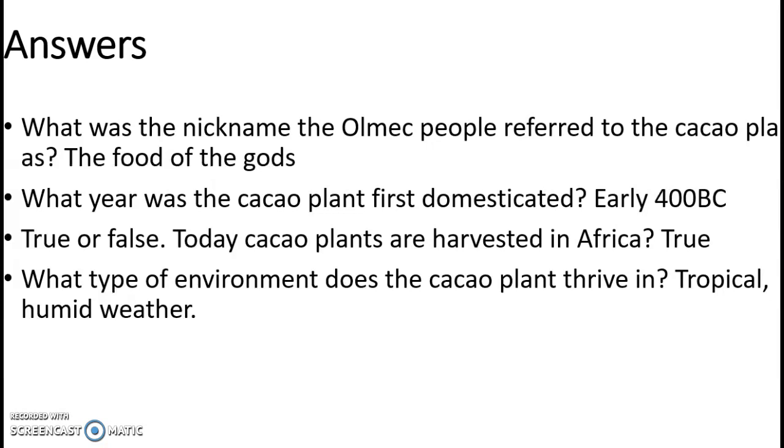And the answers. It was known as the food of the gods by the Olmecs. It was first domesticated in about 400 BC. It is harvested in Africa. And what type of environment does the cacao plant thrive in? Like I said, tropical, humid weather, right on that equator of our world.